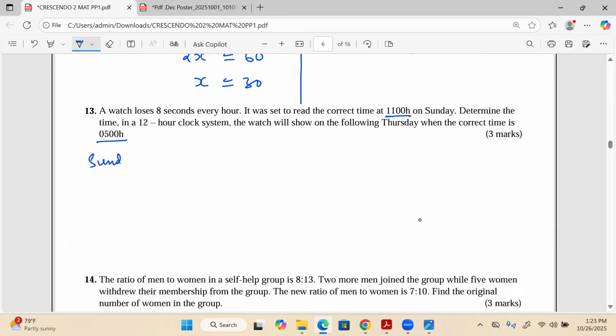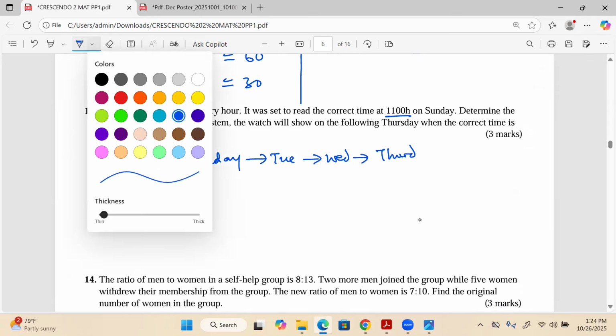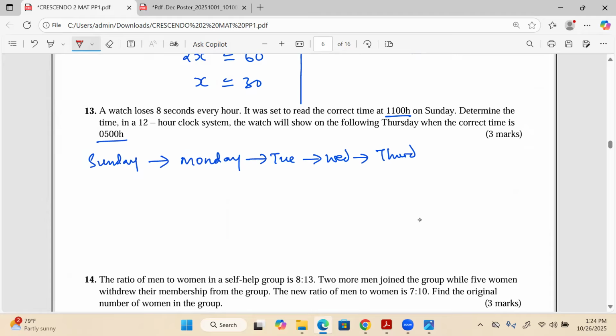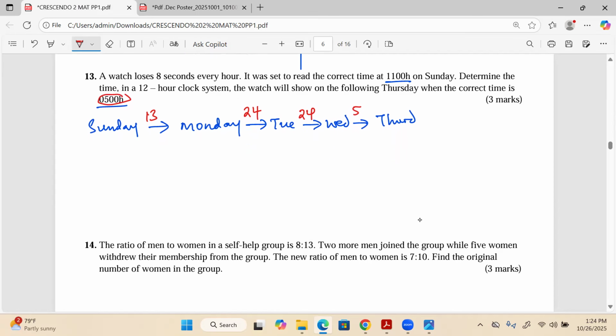So from Sunday to Monday first, then from Monday to Tuesday, Tuesday to Wednesday, Wednesday to Thursday. I hope I have the days in order. Sunday, Monday, Tuesday, Wednesday, Thursday. All right. Now I want to check the number of hours here. From 1100 hours all the way to Monday, how many hours were there? 24 hours minus 11. So there are 13 hours there. Then the whole of this day, 24 hours, 24 hours. But on Thursday, we're only having 5 hours because it is 0500 hours, not the whole of Thursday.